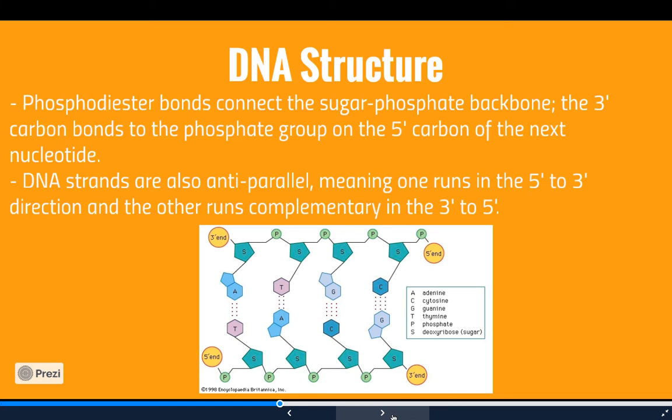One property of DNA is the fact that it is anti-parallel, meaning that one strand will run in the 3' to 5' direction and the other will run in the opposite direction, 5' to 3'. This can be seen in the image below.